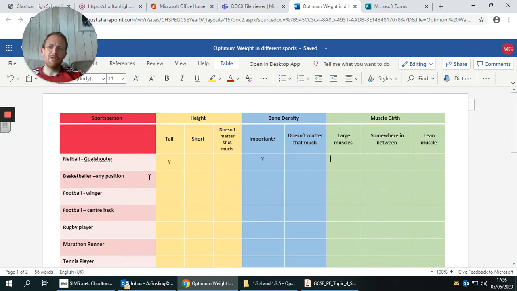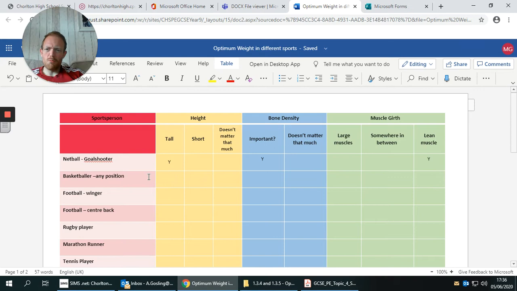Muscle girth's an interesting one for netball. So how big do the muscles need to be? Do they need to be big? Do they need to be a lean muscle or somewhere in between? For me, it's lean muscle because they still need to have good muscular endurance to keep running up and down, sprinting up and down part of the court, and keep fizzing fast passes in all the time and keep the hands up all the time. So that would require lean muscle for good endurance there.